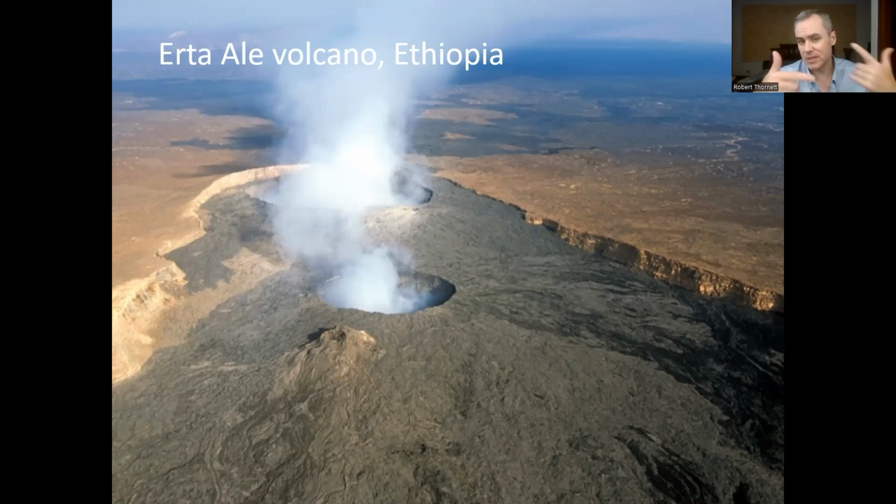And a picture like this gives you the idea that there's a lot of heat down there below the surface. And that's the case. So this area, the East African Rift Valley, is actually one of the world's prime spots for geothermal energy, because the Earth is very hot, not too far down below the surface.